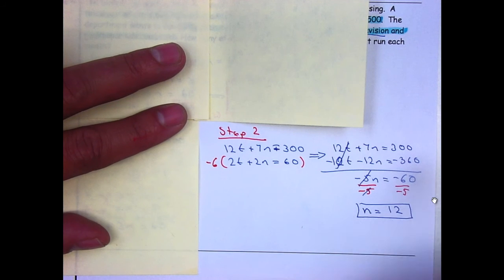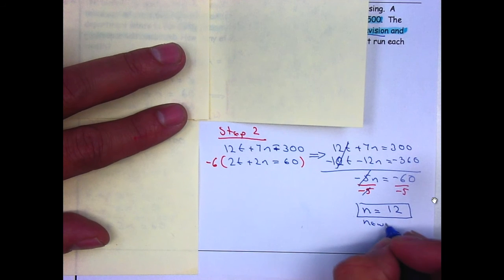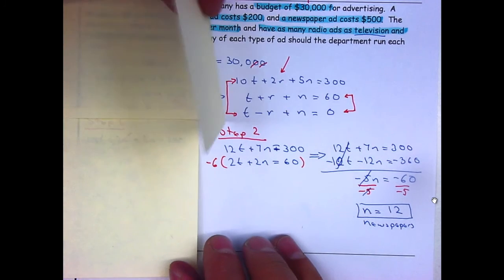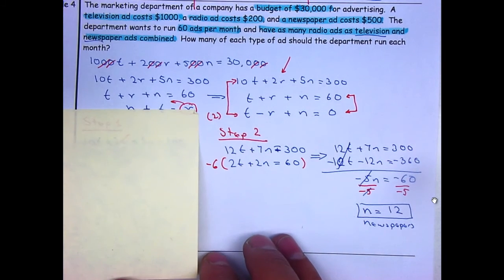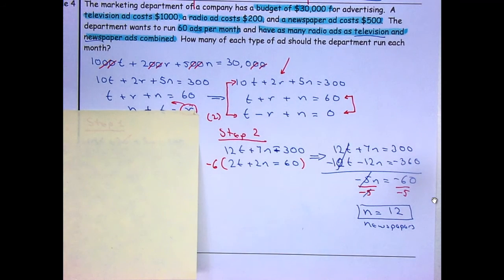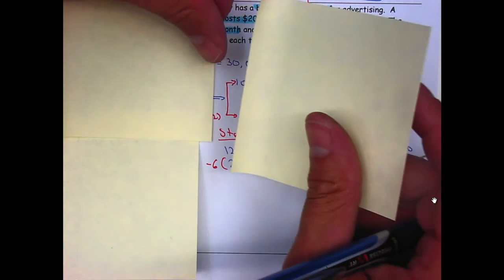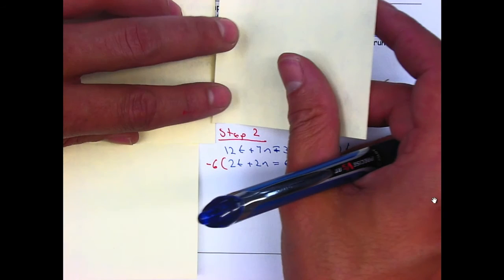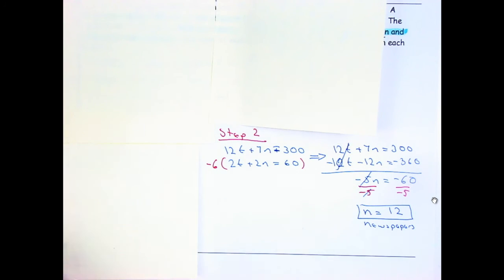So n is equal to 12. That means the newspapers are 12. Now let's look at the question. How many of each type of ad should the department run? So we need to be able to find all 3. And we're going to find t by being able to substitute.